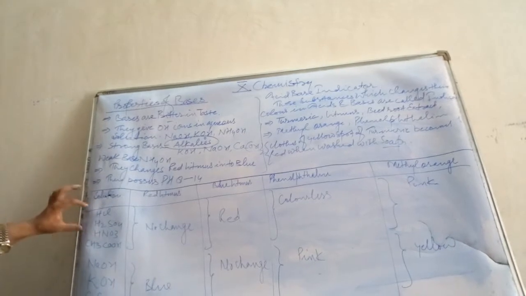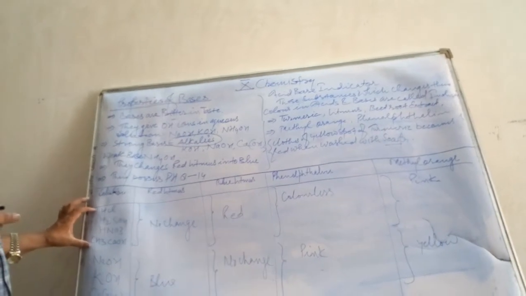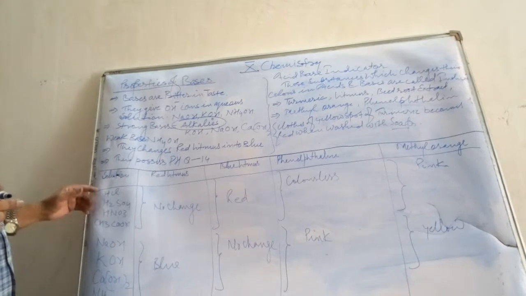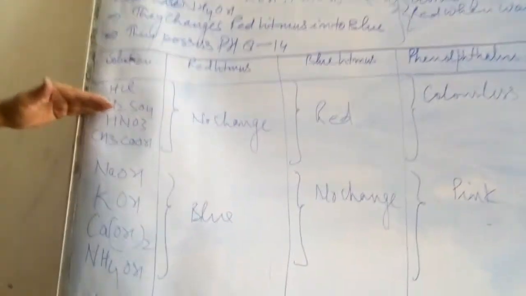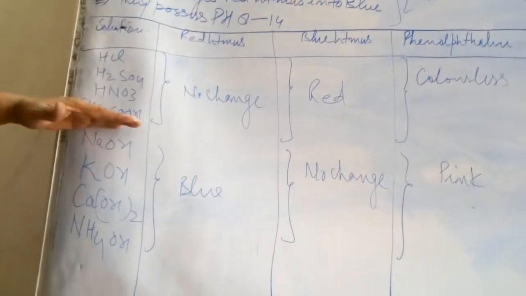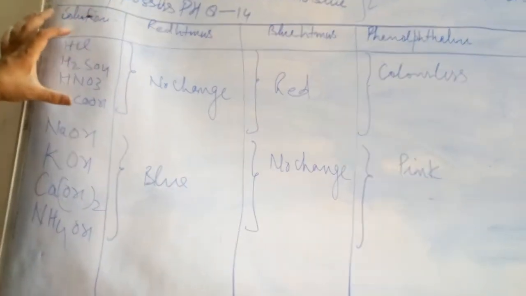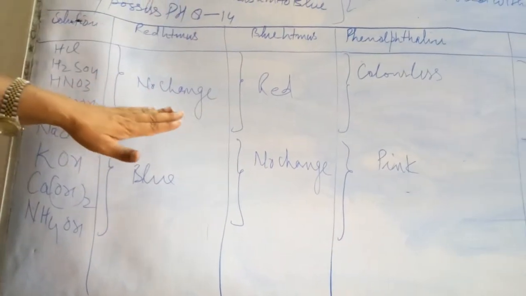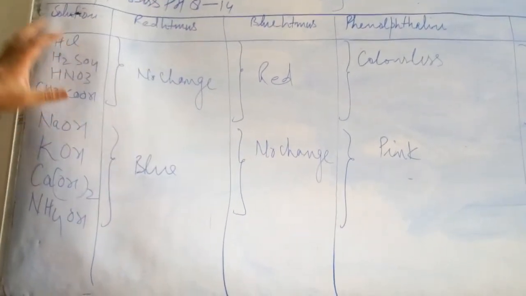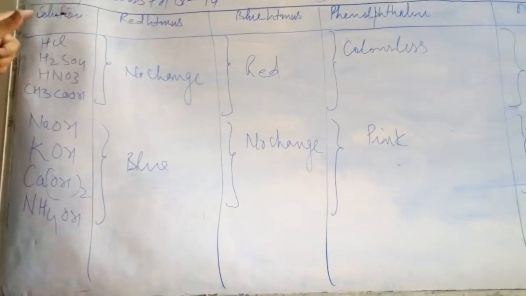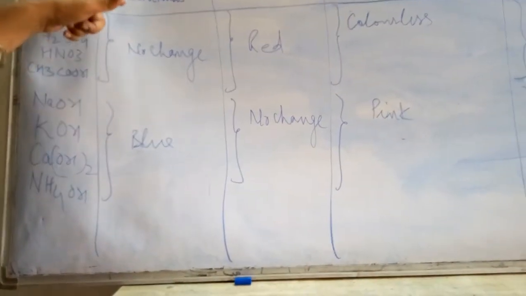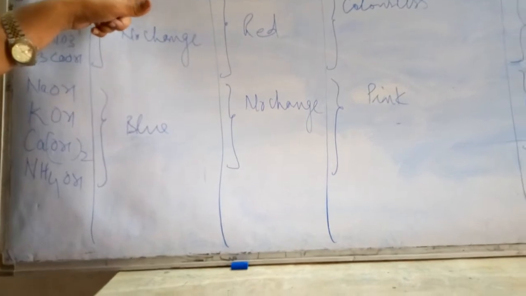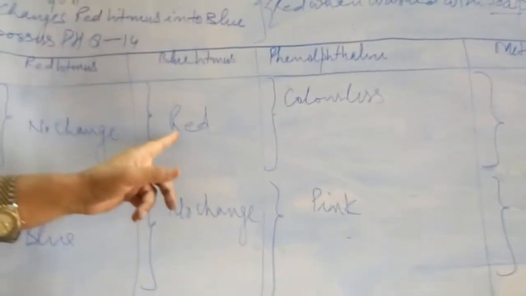At the very first we are going to discuss the acids. Acids, strong and weak acids, means hydrochloric acid, sulfuric acid, nitric acid and acetic acid. When all these acids are treated with red litmus, there will be no change, means no change of color will take place. Acids will not change the color of red litmus. It is okay, but all acids will change the color of blue litmus solution. Blue litmus changes into red.